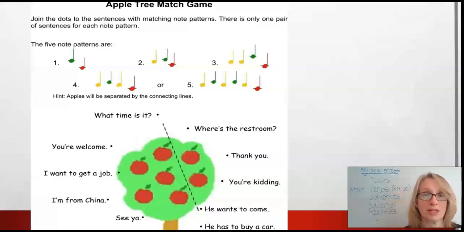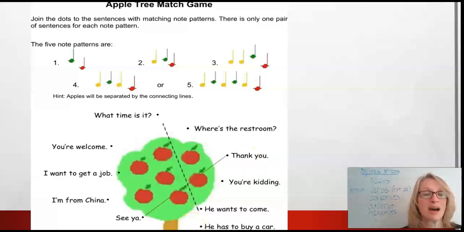Now, let's do another one. We'll do the absolute easiest one just for fun. So this one is two words. So we know, of course, that's pattern one. So what is this one going to sound like? See ya. Yeah, great. And of course, the other two-word pattern that we can have is thank you. Great. Okay, that's not hard at all, right?